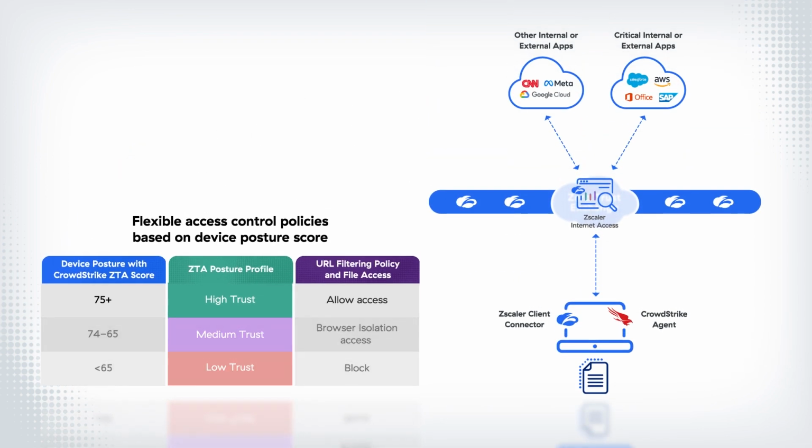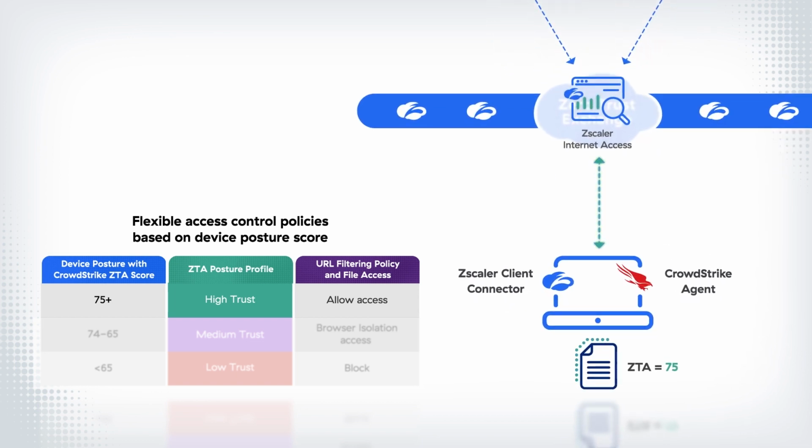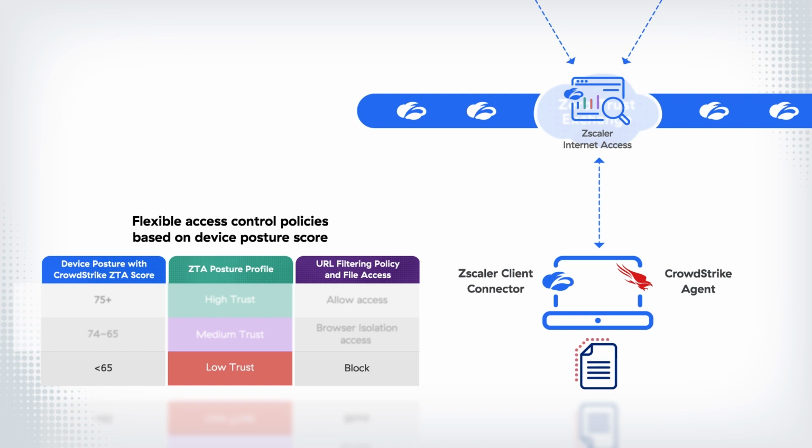When a device's ZTA score is a minimum of 75, we consider this a high trust scenario, and URL filtering allows access to the application. When the ZTA score is from 74 to 65, we consider this medium trust. The access policy is configured to allow access only via Zscaler Cloud browser isolation. The endpoint receives a pixel-based stream of a web page or app, not the active content. This provides an extra layer of protection without impacting user experience. When the score is less than 65, we block the access in this low-trust scenario.